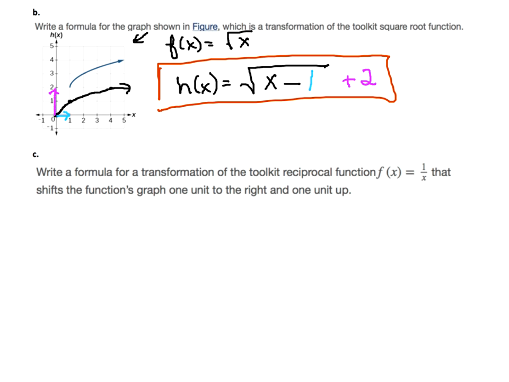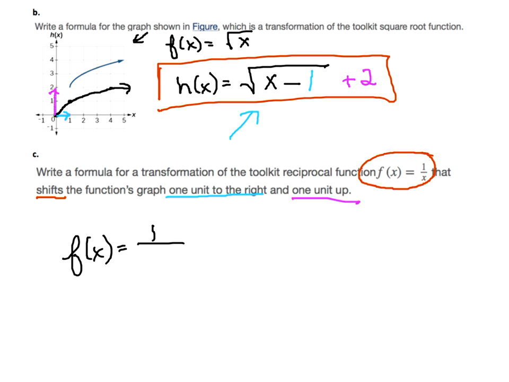Okay, write a formula for a transformation of the toolkit reciprocal function 1 over x that shifts the function's graph 1 unit right and 1 unit up. I'm actually going to erase that orange there and color code this as well. So I'm doing my horizontals in blue, 1 unit to the right. Well, that's the same as that one. And 1 unit up, okay?